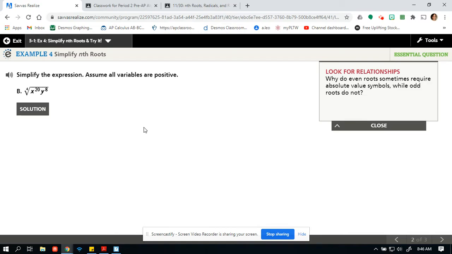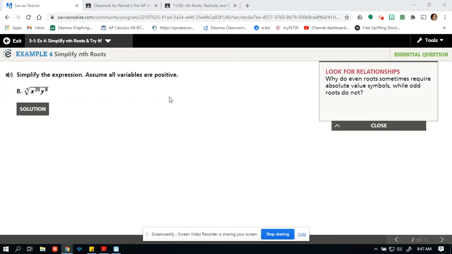So why do even roots sometimes require absolute value symbols while odd roots do not? Because with an even root, you can have a positive or negative contributing to that even root. So if I have -2 squared, -2 squared would still be a 4. So if I take the absolute value of -2, I still get that 2 squared will give me the 4. And that's just why even roots sometimes require the absolute value symbol.